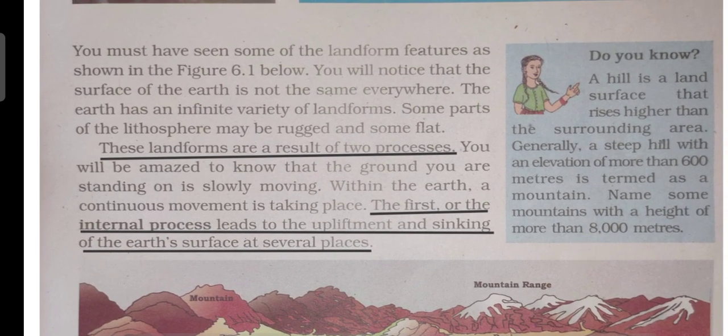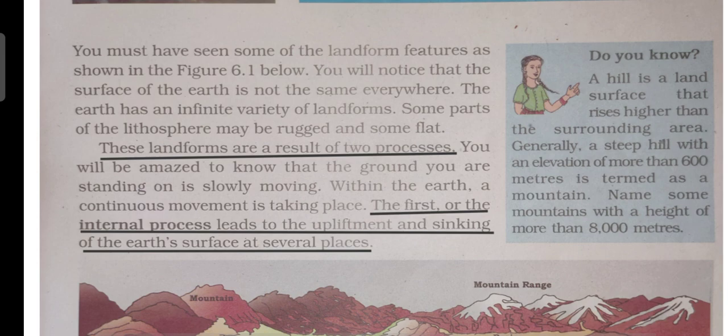Now, children, you just saw that the land is not same everywhere. The earth's surface is not same everywhere. At some places it is high, like mountains and hills, and at some places it is low, like plains. Then at some places you can see rivers, sea, islands, etc. So all these are the landforms of the earth.